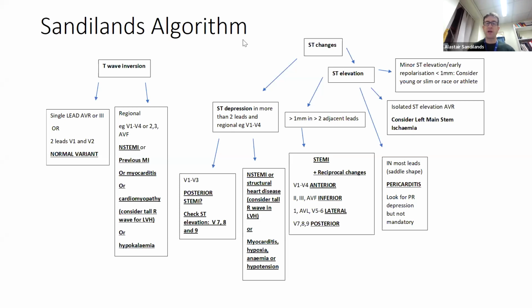When you calculate the tall R wave for LVH, is it only V1 and V5? No, you can use 1 AVL. So if lead AVL is greater than 12.5 tall R wave, then you've probably got left ventricular hypertrophy on its own. And you've got to be careful about that because you might get left axis deviation with left ventricular hypertrophy. The second thing is if you want to calculate the R wave in lead 1 and AVL together, it's going to be greater than 25 or 5 large squares. So that's an alternative way of looking at it.